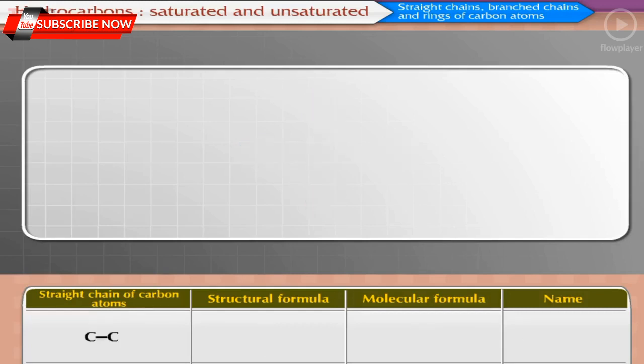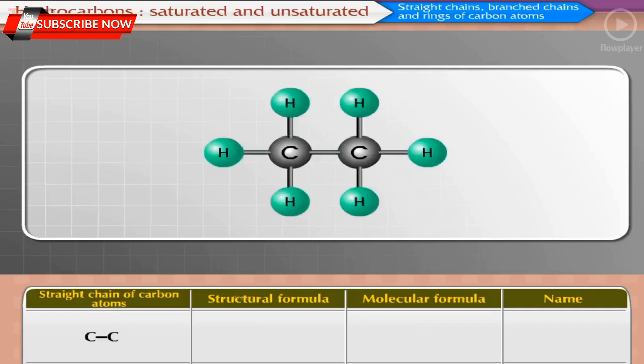The next straight chain contains 2 carbon atoms. Now, let us join hydrogen atoms to these 2 carbon atoms and fulfill their tetravalency. From this structural formula, we get the molecular formula C2H6, and the name of this hydrocarbon is ethane.